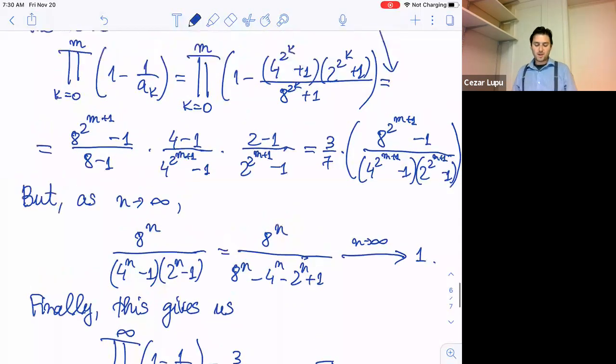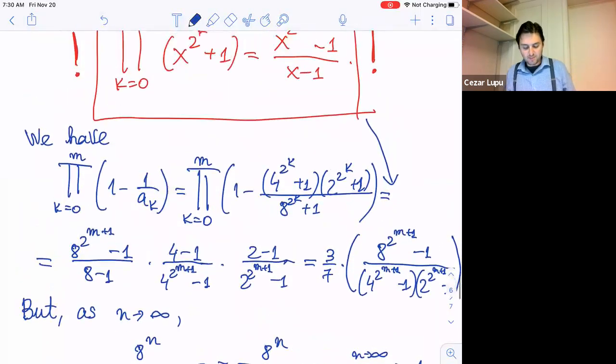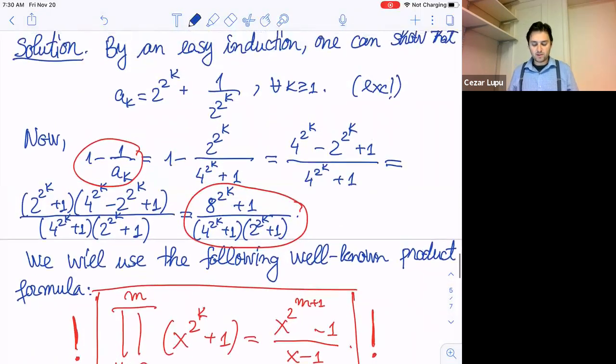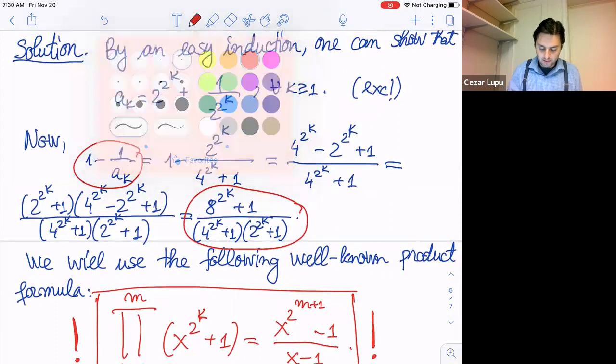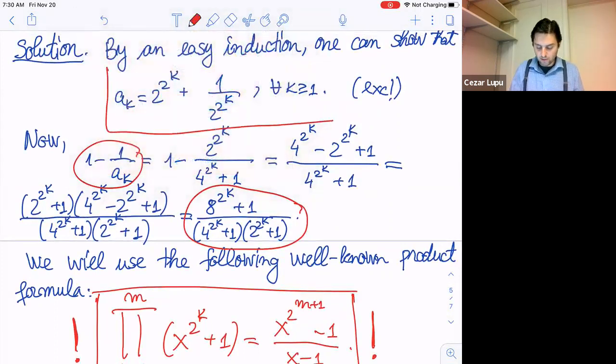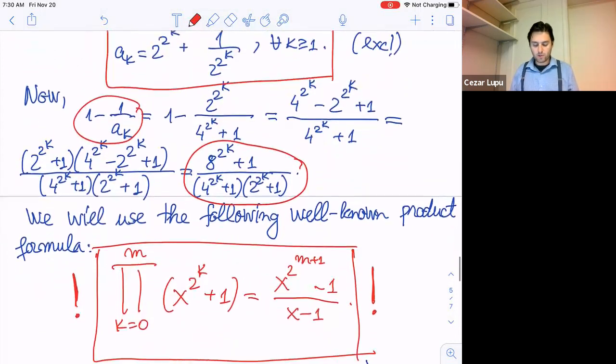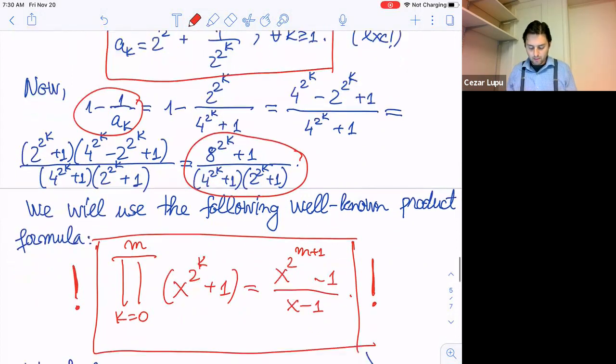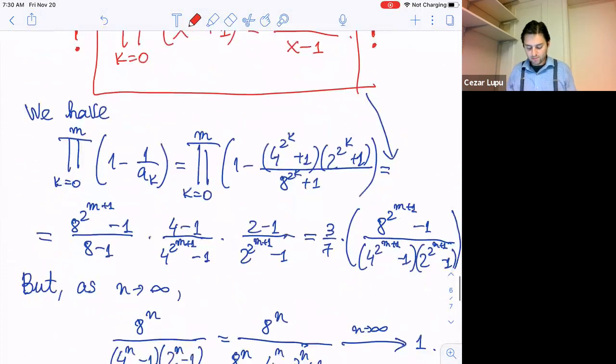So that's the problem. You see, basically the problem had only 2 ingredients. To know that by an easy induction you can prove this, you can guess the recursion, which is important, and the fact this identity. Once you know these 2 facts, the problem becomes just a computational problem. This was Putnam A3 in 2014. 2014 was also a difficult exam, I would say. So these are the two things.